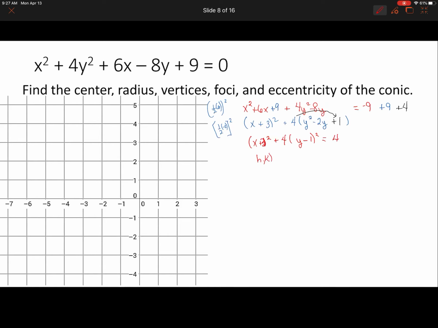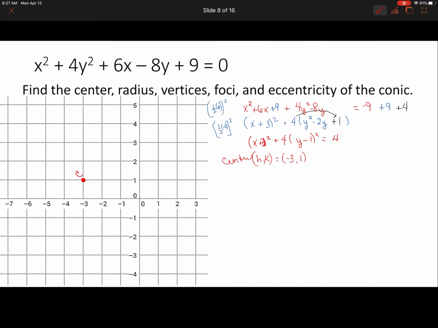So we have an h, k, a center, that is -3, +1. We plot that point. I like to call it C for center, so I can keep my wits about me and know where everything's going.